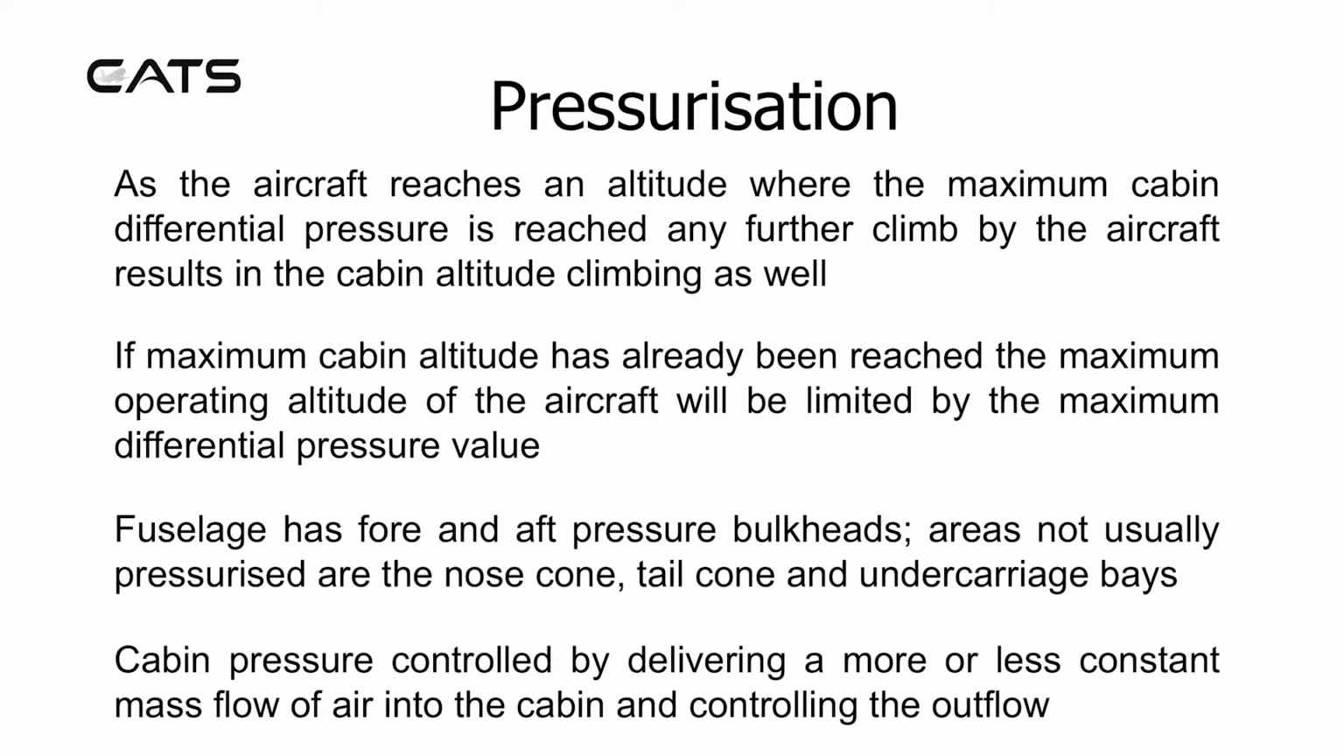The fuselage has fore and aft pressure bulkheads. Areas not usually pressurised are the nose cone, tail cone and undercarriage bays. Cabin pressure is controlled by delivering a more or less constant mass flow of air into the cabin and controlling the outflow.